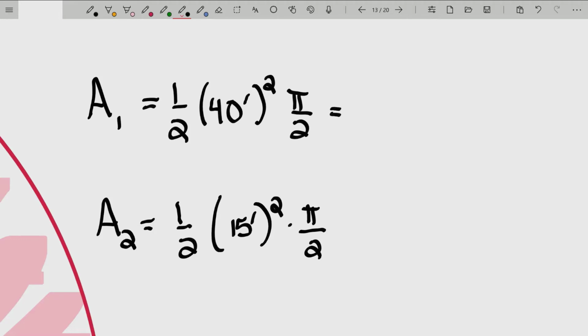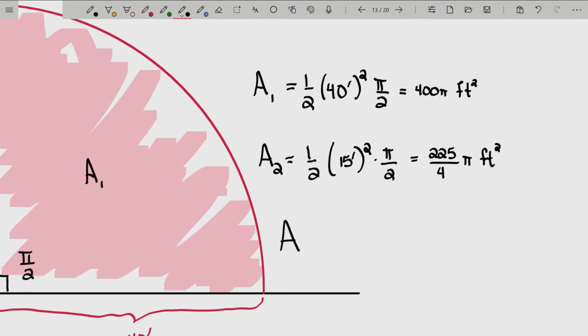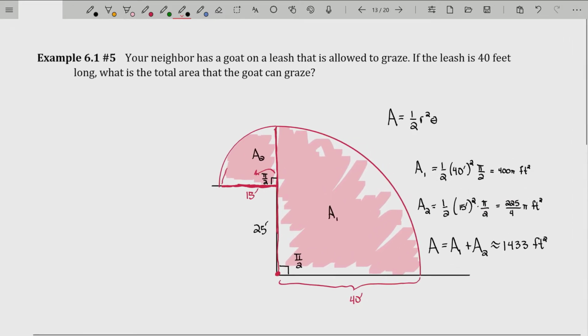So 40 squared is 1600. And 1600 divided by 4 is 400 pi square feet. And let's see, this is 225, and unfortunately that is not divisible by 4, so it's 225 over 4 pi, again, square feet. And so the total, you would grab a calculator to sum those up. The total area is just area 1 plus area 2. So I'm going to grab a calculator really quickly, and I get approximately 1,433 square feet. That's a really fun problem, very good problem, great for a pre-calculus exam. That is a wonderful problem right there.